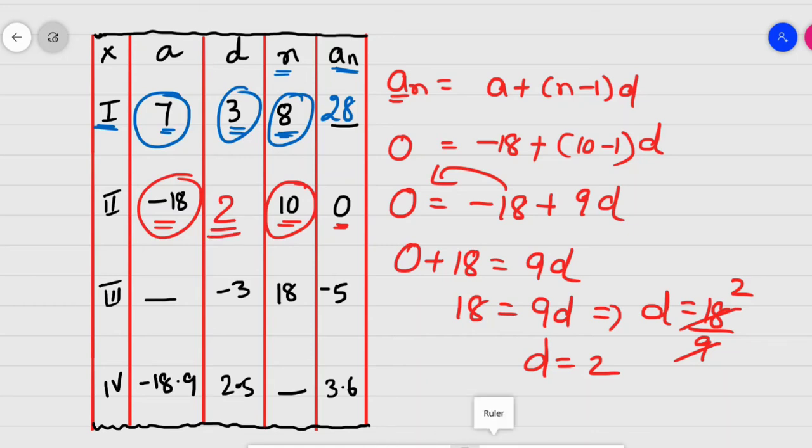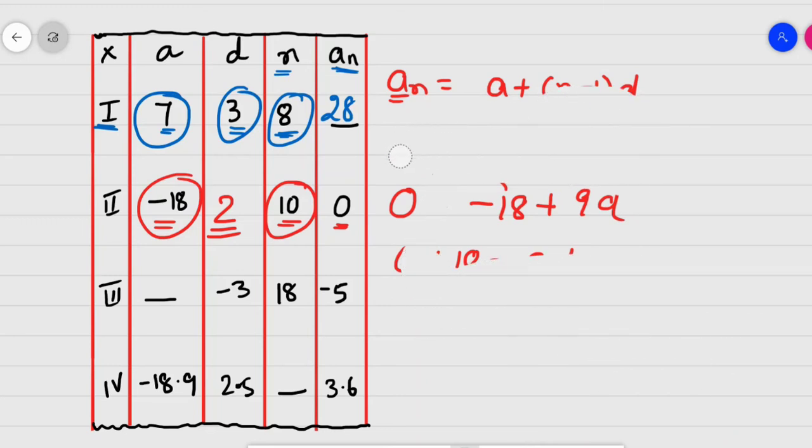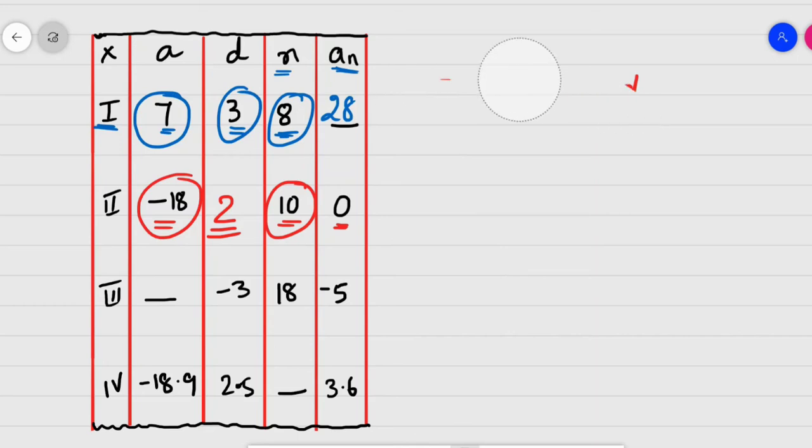Now let us see the third one. What is the third one? The third one is saying, here in your third question you don't know what a is. a you don't know, you have to find out the value of a. You know d, you know the nth term and you also know the number of terms. So see here, let us go for an. an, the nth term, is equal to a plus n minus 1 into d.